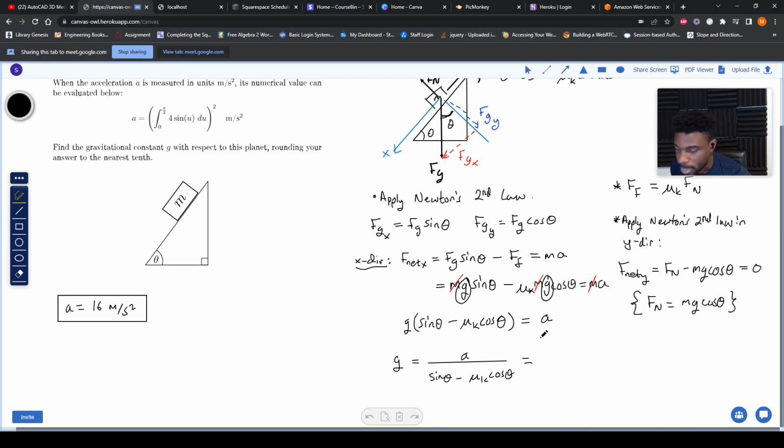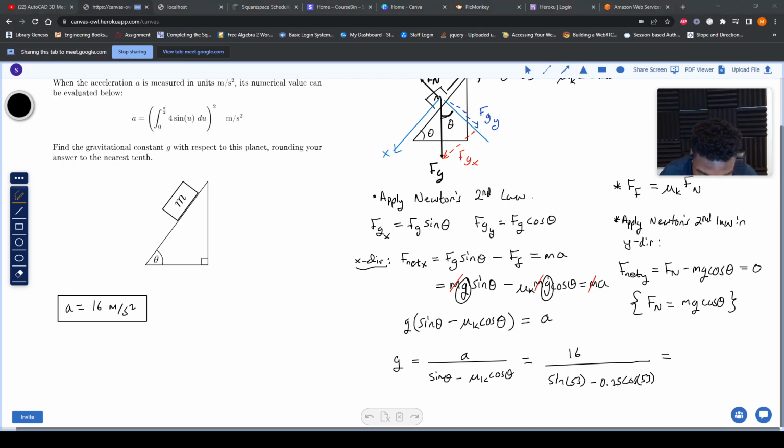Okay, so all we have to do now is substitute all of these values into this equation, and that'll give us our value for g. So a is 16. All of our angles are 53, so we're going to have sine of 53. Kinetic coefficient is 0.25. And then our cosine is of 53 degrees as well, so let's go ahead and substitute this into the calculator and see what we get.